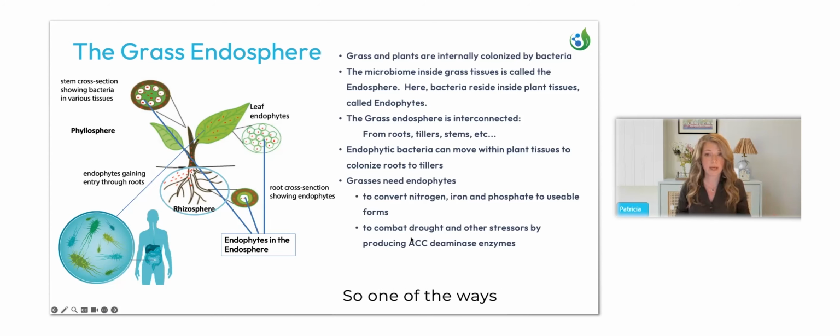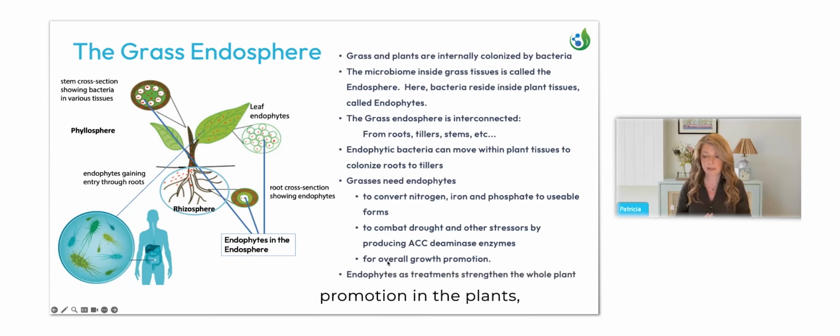One of the ways that plants combat drought and stress is by producing a very important enzyme called ACC deaminase, which I will explain further later. And also, this creates an overall growth promotion in the plant. And this strengthens the whole plant. And of course, during active growth, when you inoculate your plants, they are readily absorbed throughout the plant.